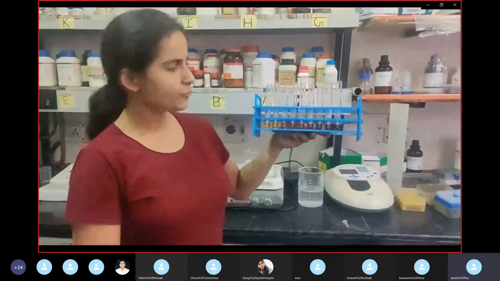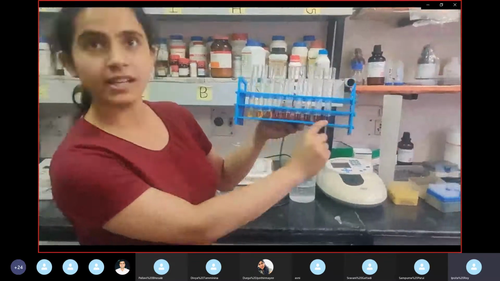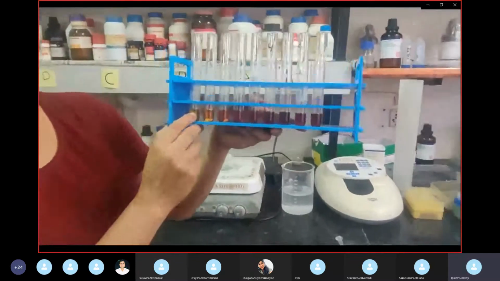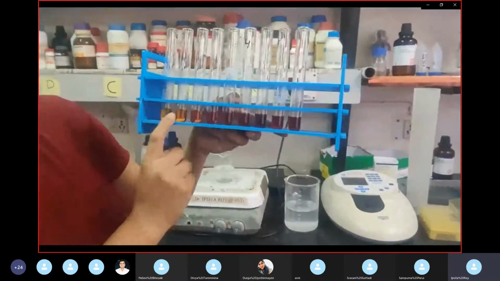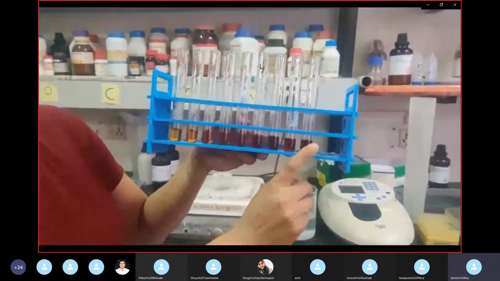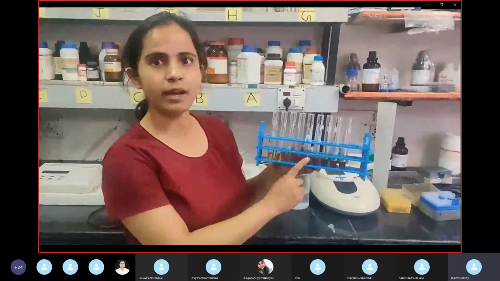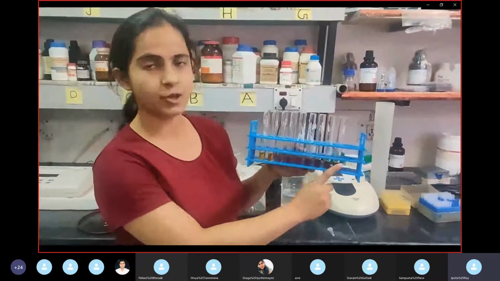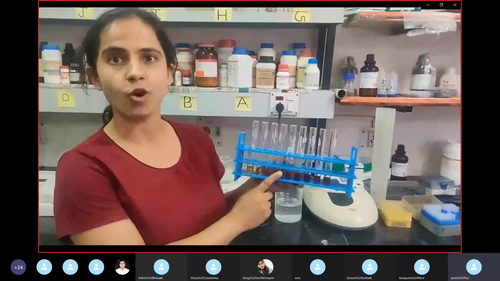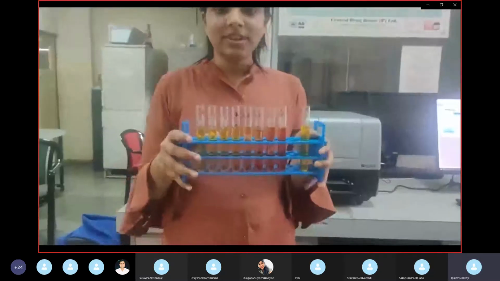After boiling for 5 minutes, we can see there is a change in color. The first test tube is the blank, which is still pale yellow in color. And we can see the color is getting more intense with the increase in concentration of maltose. Now we will add 10 ml of water in each of these test tubes, and then we will vortex it, and then we will measure the absorbance in the multi-mode reader.